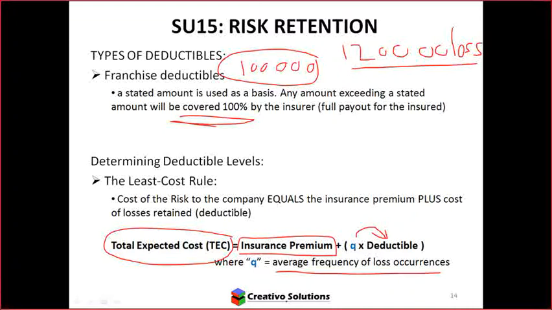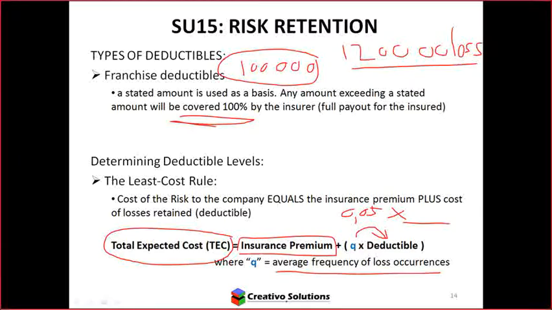If we're doing a total expected cost calculation, we're going to have to take your premium and add it to 0.5% of your excess, the deductible. The deductible is your self-funded portion. Do you agree? Yes.